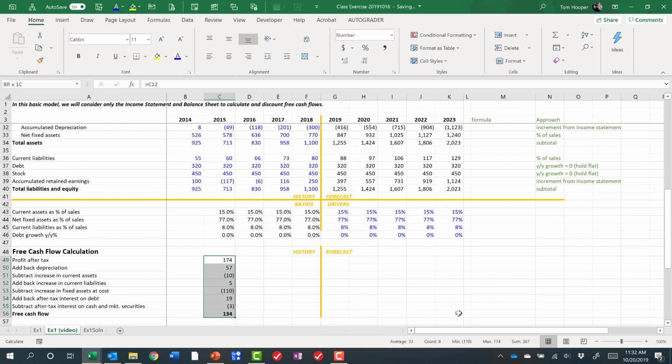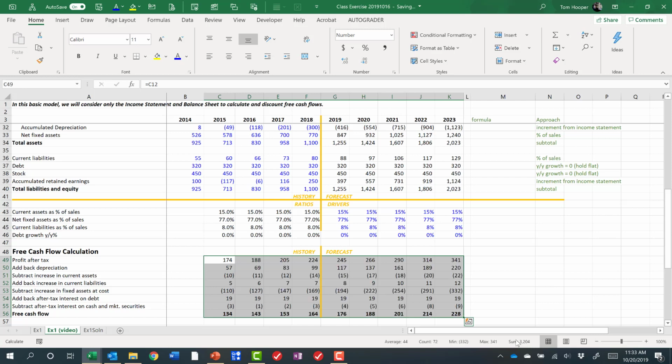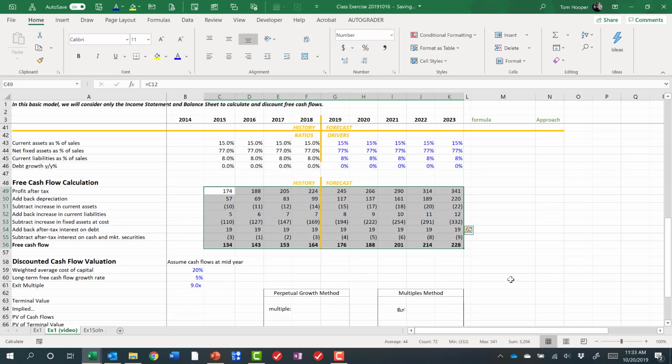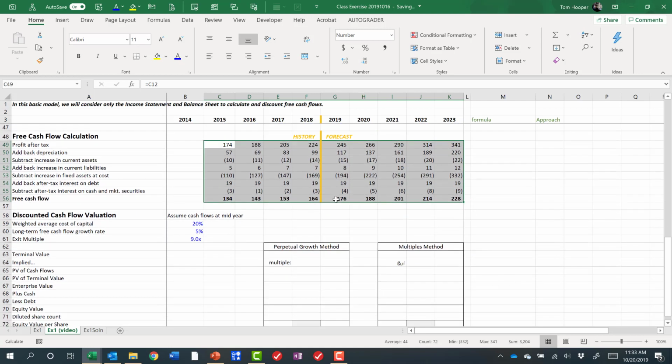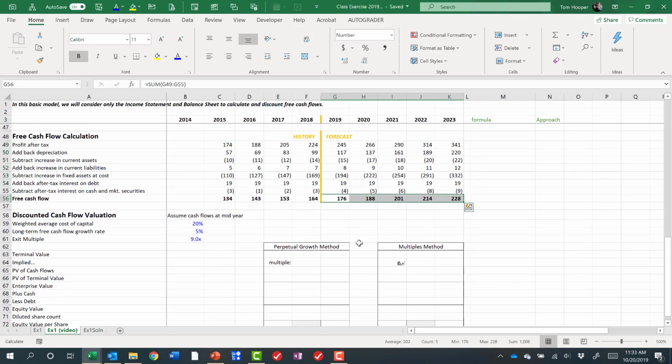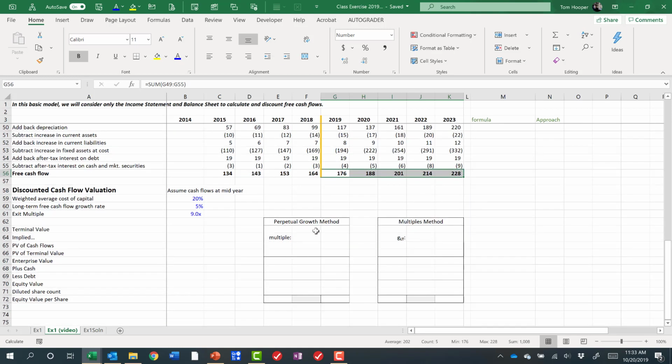And these are actually formulas that we can copy all the way across. Control R. And now we have a free cash flow stream that we can use to calculate our terminal value and so forth. I'll run through that quickly.